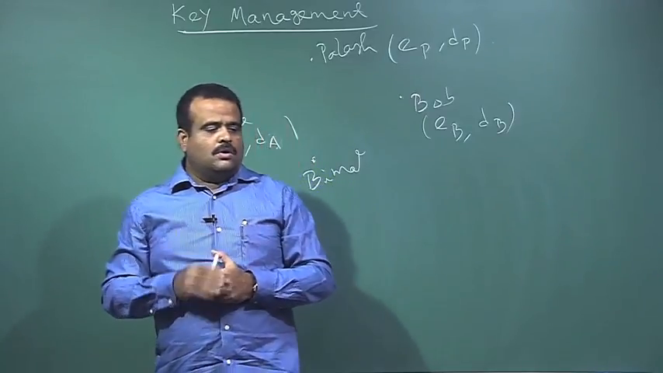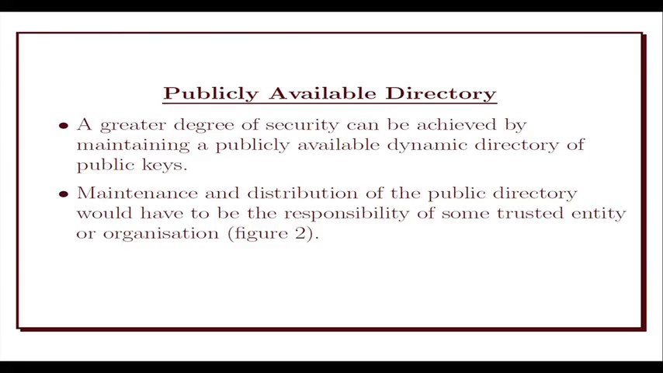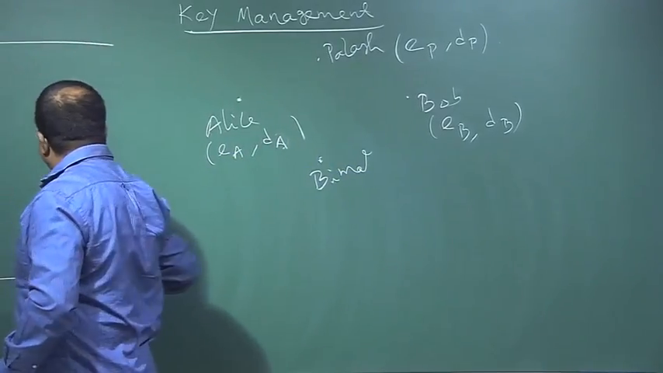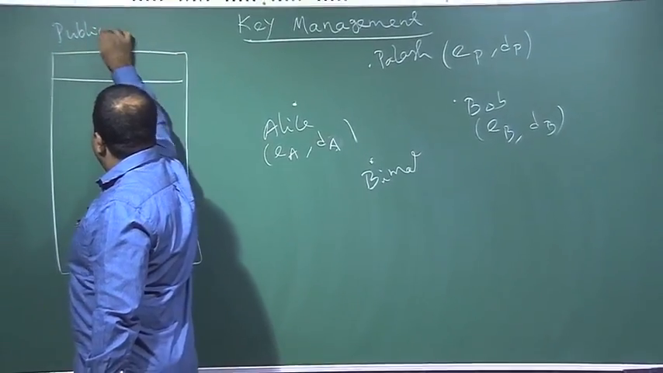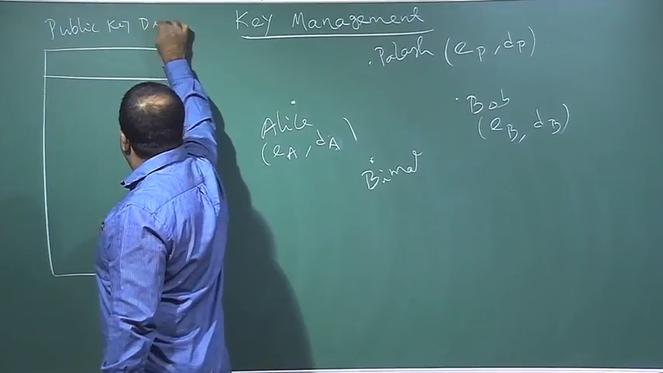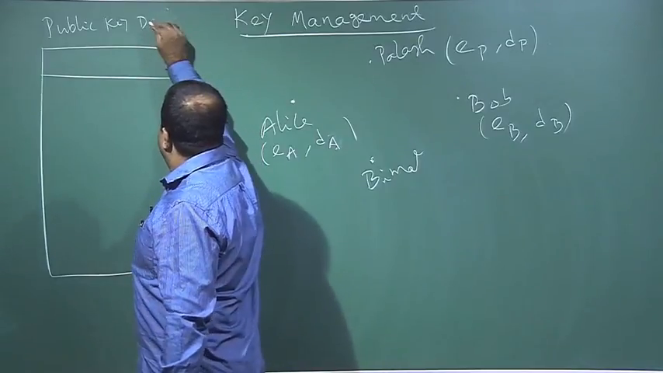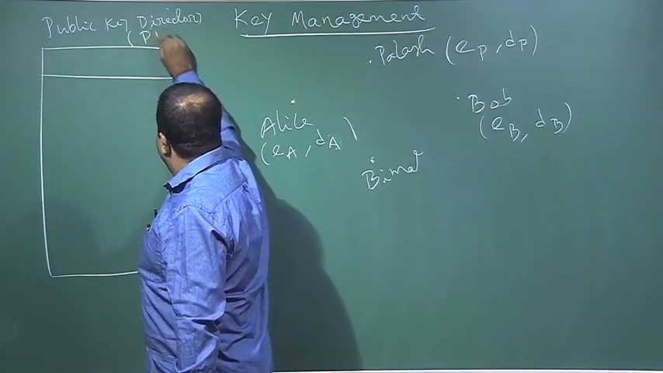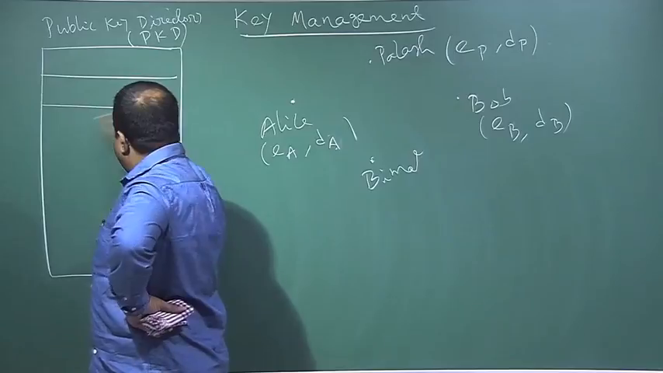So, to overcome this problem, what can we do? We can maintain a publicly available directory. So, one can maintain a directory, which is basically a file. This is a public key directory, PKD. So, it basically contains the name and the corresponding public key.